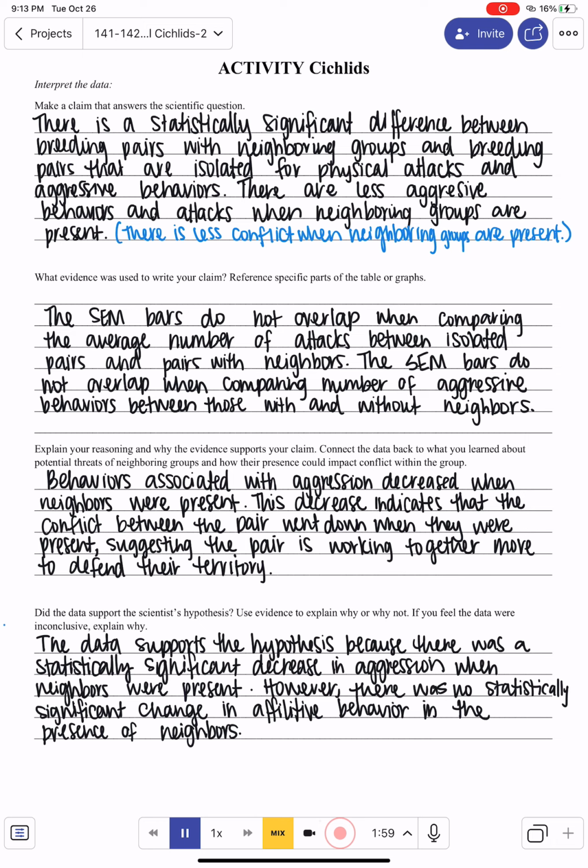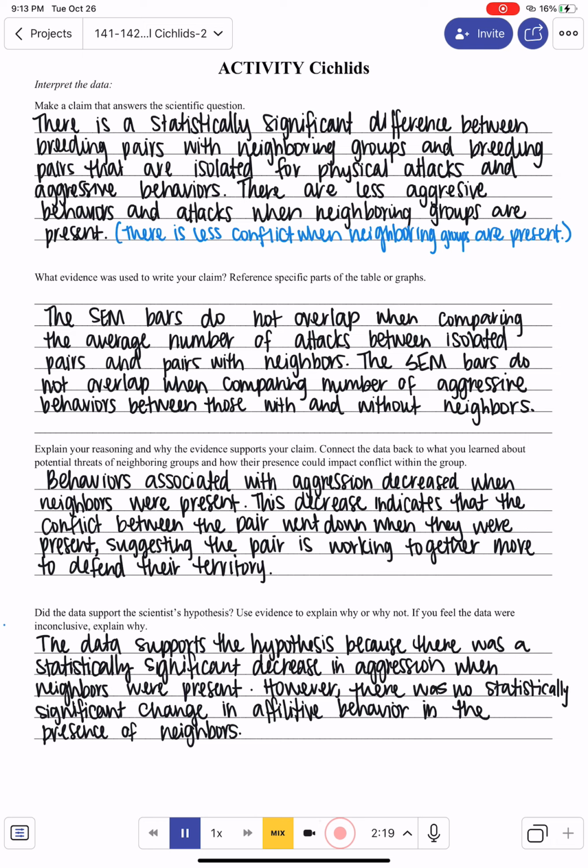Now, the third part is where we start to get a little beefier. It asks you to explain your reasoning and why the evidence supports your claim. This is where you're going to connect the data back to what you learned about potential threats of neighboring groups and how their presence could impact conflict within the group.